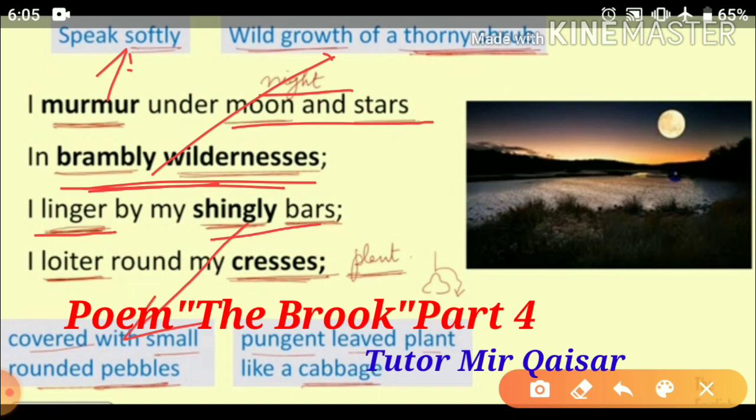I loiter round my crosses. Loiter also refers to the time taken by it when it faces something in its way.